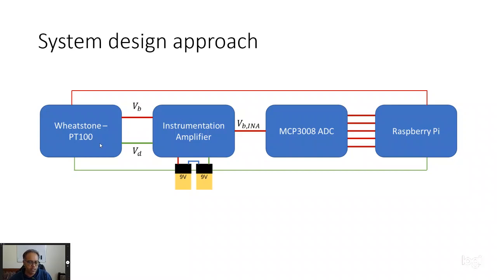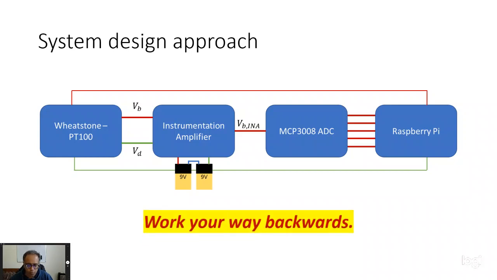For the Wheatstone, it's what resistors you will use, what input voltage you will provide. For the MCP3008, again, you have its own restrictions and its own constraints. So the question is, where do we start? Okay, and the simplest answer is we work our way backwards. Okay, and what I mean by that is we start from the last block which connects to the Raspberry Pi.